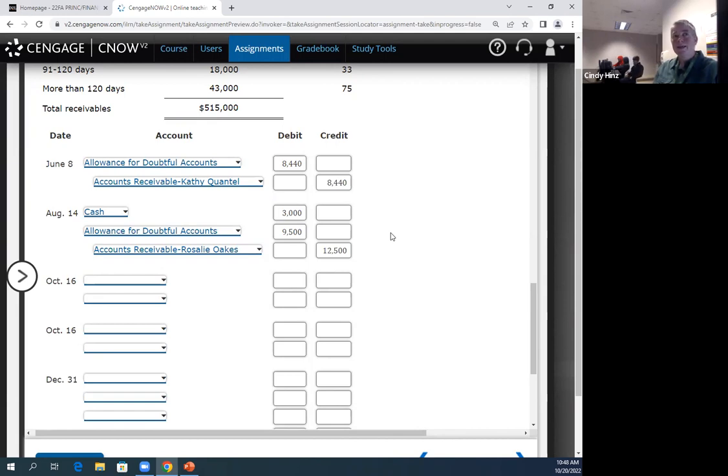So you're getting the idea that the difference is really only the way we report that bad debt expense. If we use the allowance method, that bad debt expense is estimated up front, not recorded at the time that the write-off happens.